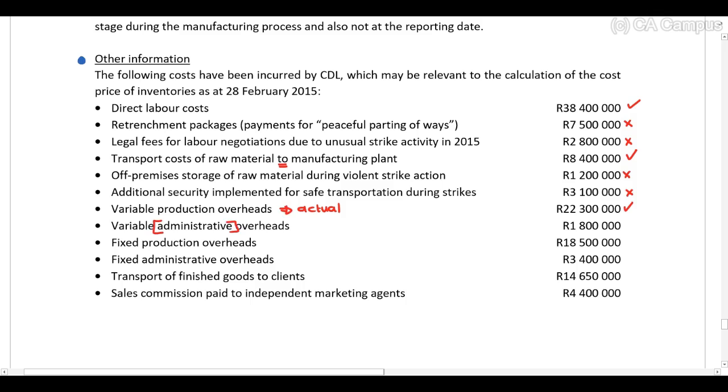No admin, guys, remember. Fixed production overheads, yes, but we will have to determine what should be allocated based on our normal capacity. Fixed admin overheads, the 3.4 million. No, guys. Transport of finished goods to clients, no. And sales commission, no. Okay, so let's quickly include the information into our template.